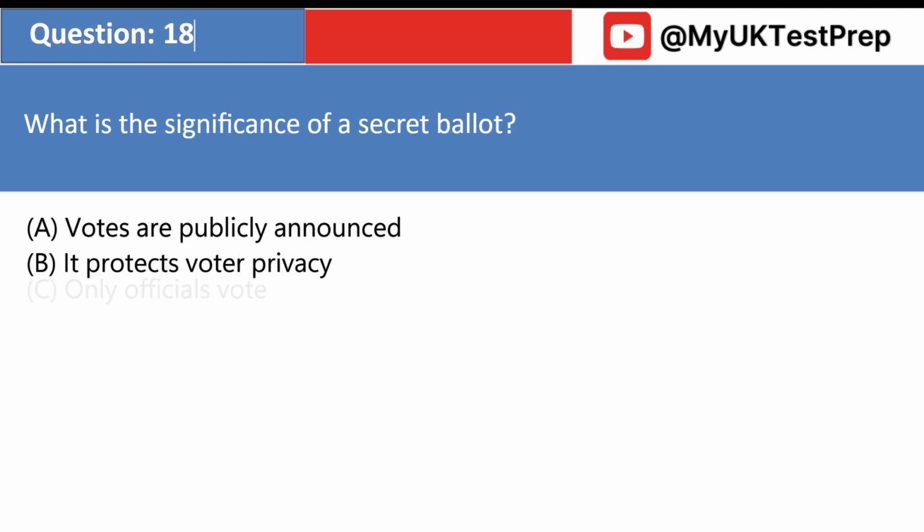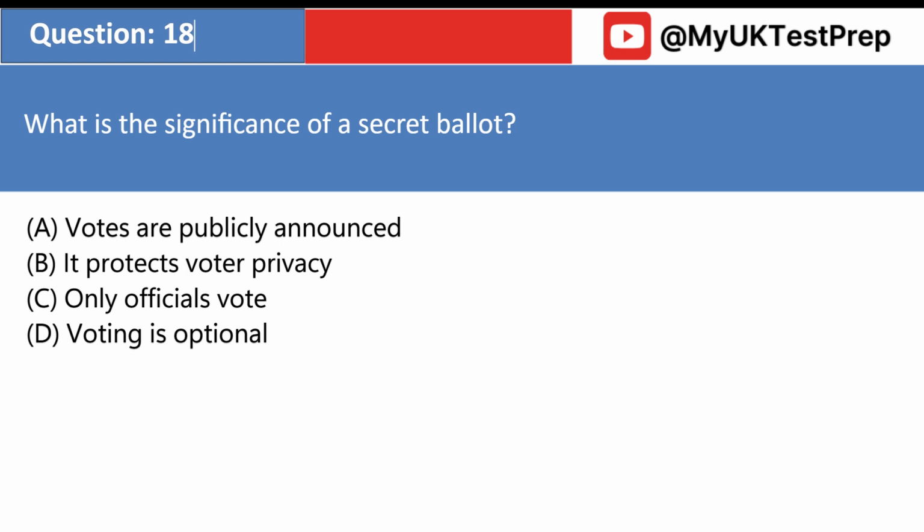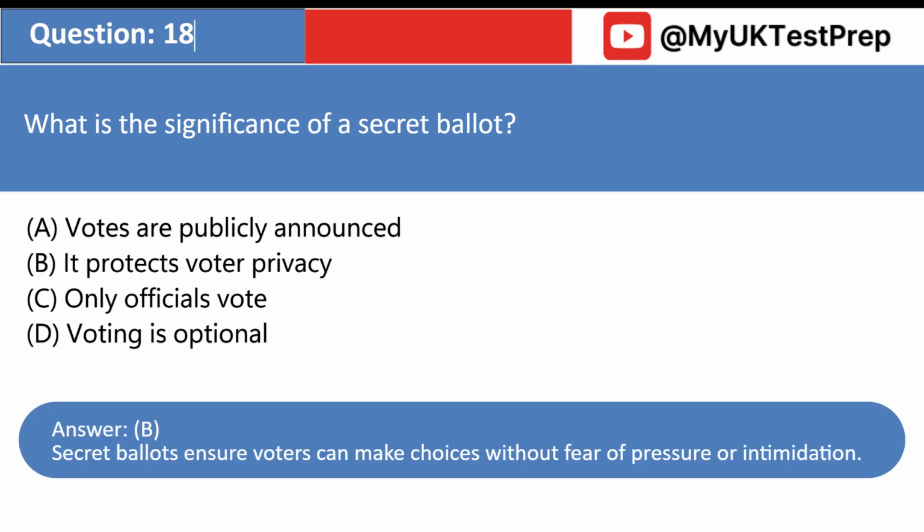What is the significance of a secret ballot? A. Votes are publicly announced. B. It protects voter privacy. C. Only officials vote. D. Voting is optional. Answer: B. Secret ballots ensure voters can make choices without fear of pressure or intimidation.